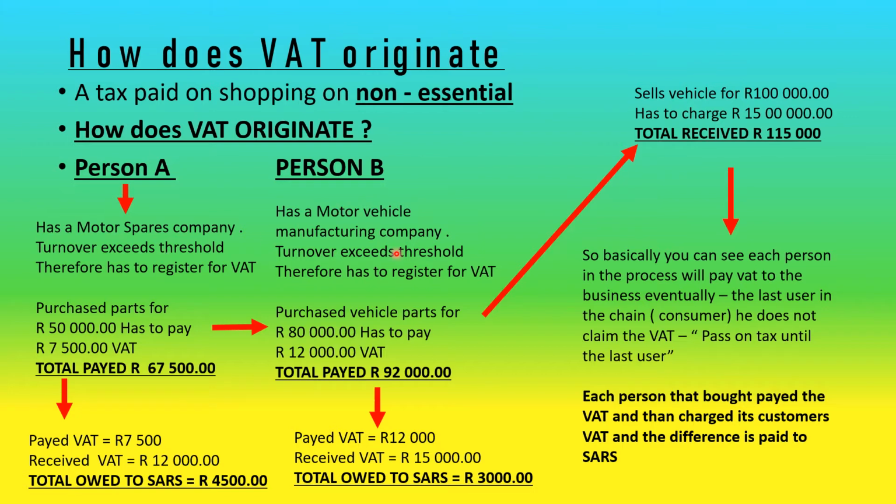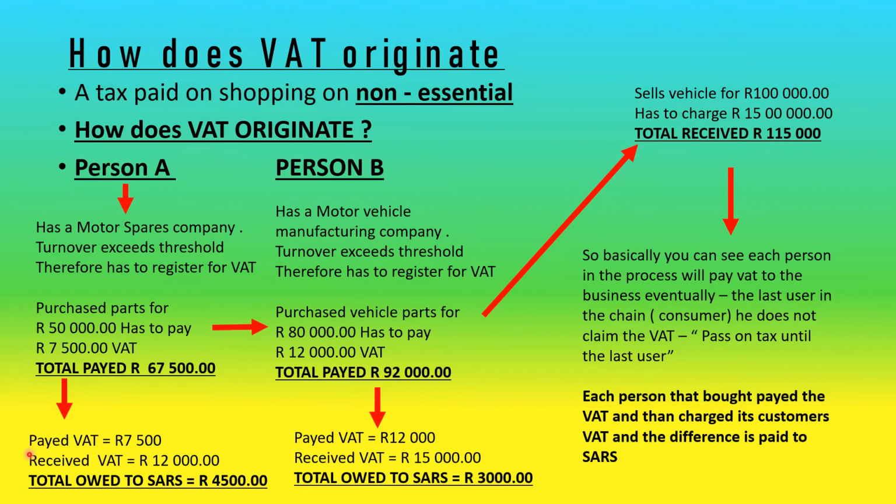Then person B is in the manufacturing company. He is also registered for VAT. Now he purchased these vehicle parts from person A and he paid 80,000 Rand. Now he paid 80,000 Rand for the product and he paid VAT on the 80,000 Rand. Now remember, VAT is always paid on the sales value. So he paid a total of 92,000 Rand.